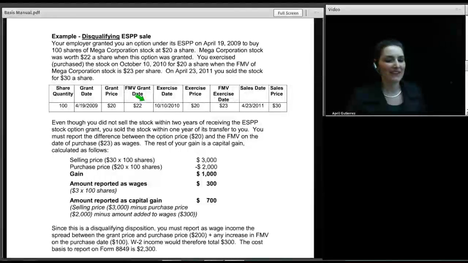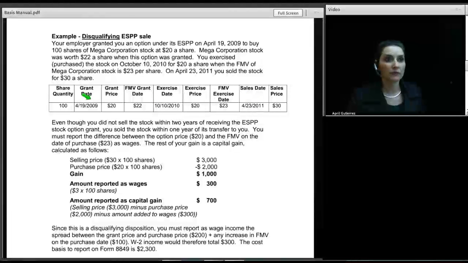Here's an example of a disqualifying ESPP. Your employer granted you an option under its ESPP on April 19, 2009 to buy 100 shares of Mega Corporation stock at 20 a share. Mega Corporation was selling for 22 at that time. You exercised on October 10 for 20 when the fair market value was 23. So all of the facts are the same as in the earlier example, except we sell too early. You sell the stock on April 23, 2011 for $30 a share. So April 23 of 11 is less than a year after the exercise date, but it is more than 2 years after the grant date.